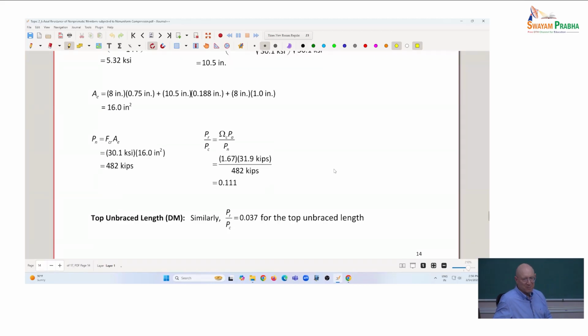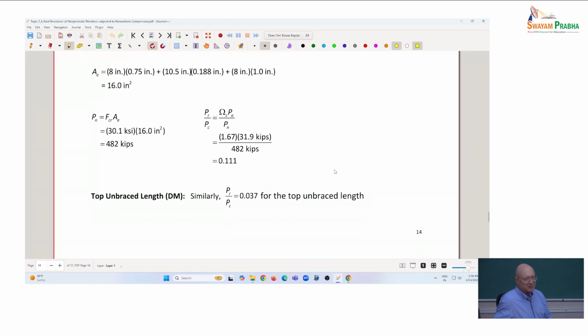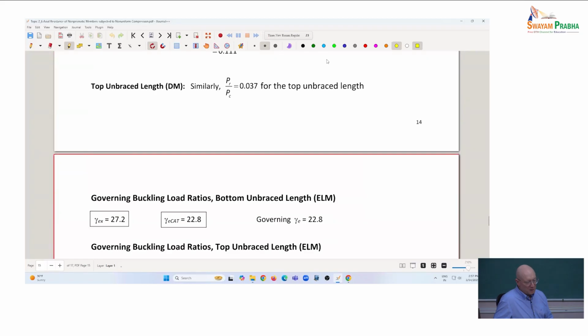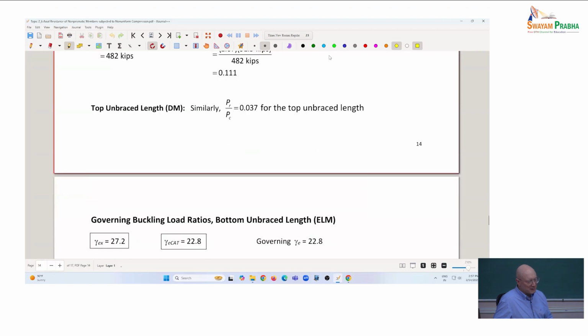Well, that's a small number. These frames are really dominated by flexure, and then we have a small amount of axial compression that we need to deal with. If we look at the top unbraced length, working through similar calculations, we get P over Pc of 0.037 up there. So that's even smaller. All right, that's the direct analysis method.